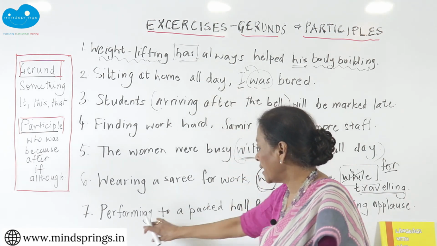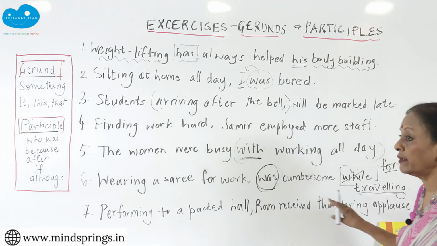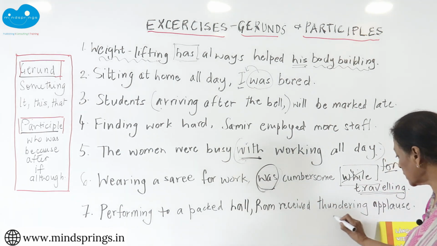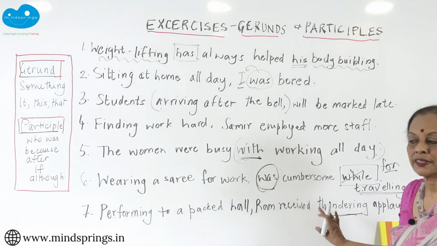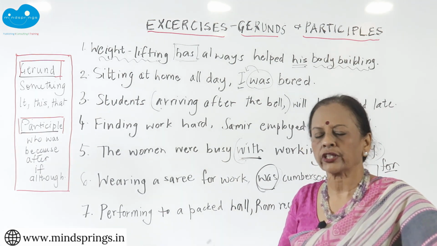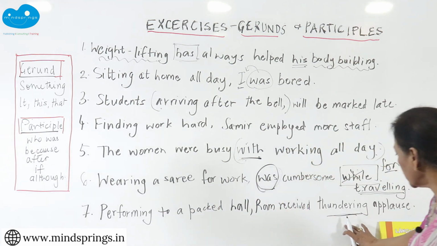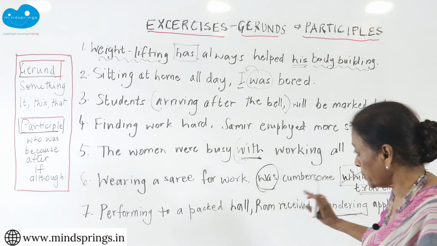There you go. "Performing to a packed hall, Ram received thundering applause." Now, look at this thundering here. It is a clear adjective. Thundering applause, big applause, I can substitute it with an ordinary adjective and it will work. And therefore, thundering is straight away an adjective and therefore, it is a participle.